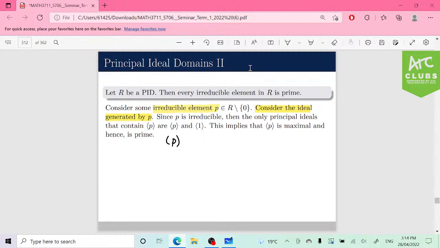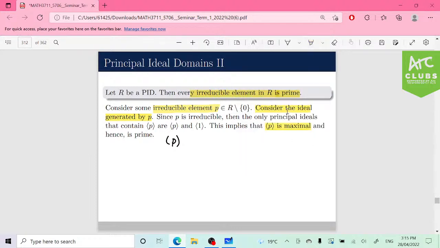But what that means is that P is maximal, right? So P is maximal because there's no other ideal that contains P that's smaller than the entire domain. And because the ideal is maximal, it's prime as well. And therefore, the ideal generated by P is prime, which implies that the irreducible element is also prime. And we obtain this result here.